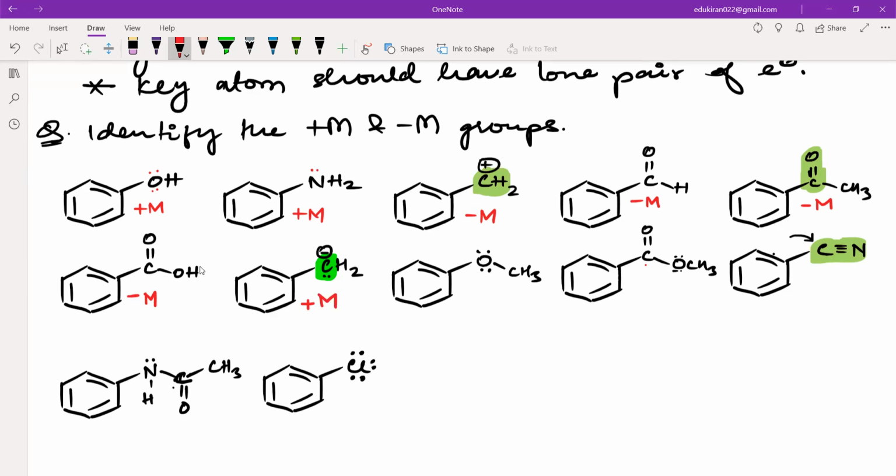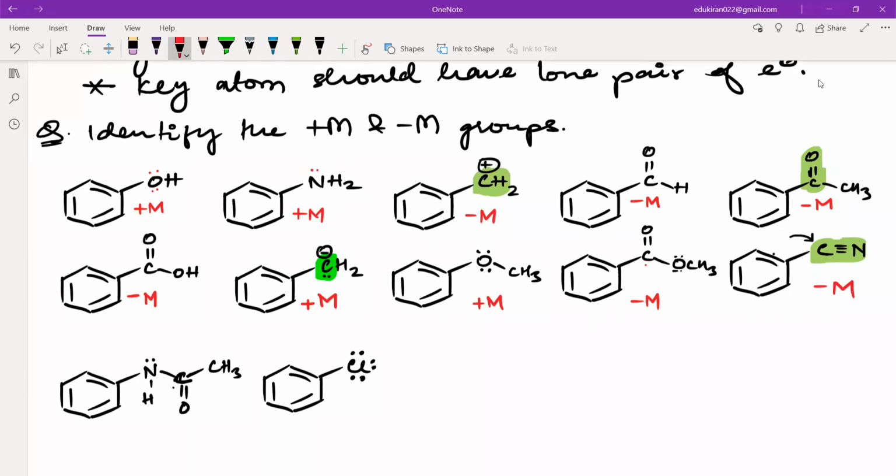What about OCH3? Plus M. What about the C double bond O ester group? This will be minus M, because carbon is attached to oxygen, which is an electronegative element, via multiple bonds. What about the nitrile group? Plus M or minus M? Minus M.